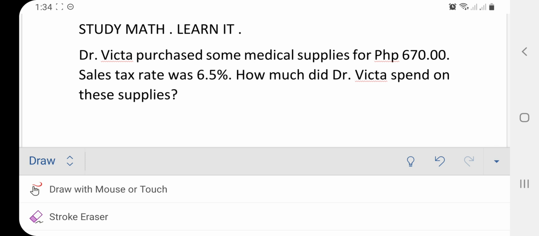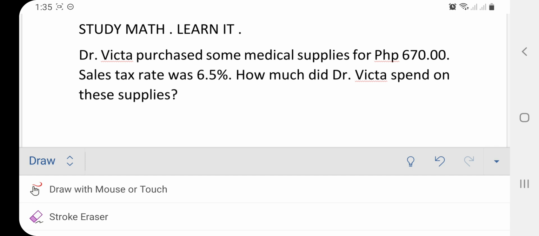But it is not, because it is said there that Dr. Victa purchased some medical supplies for 670 pesos, which means that the medical supplies' price is 670 pesos. See the difference? Which means that Dr. Victa did not pay 670 pesos. Which means there is more in there. So there can be a discount, sales tax, etc. So understand that Dr. Victa did not pay 670 pesos. It means that Dr. Victa just purchased medical supplies and the medical supplies' price is 670 pesos. So we can now continue to the next phrase.